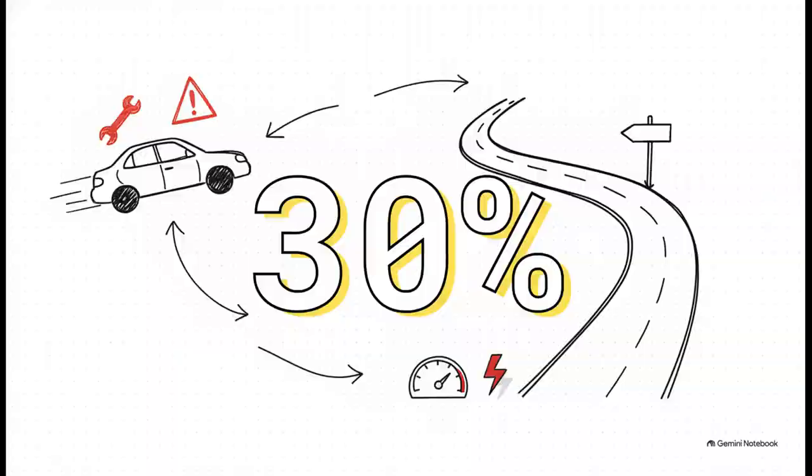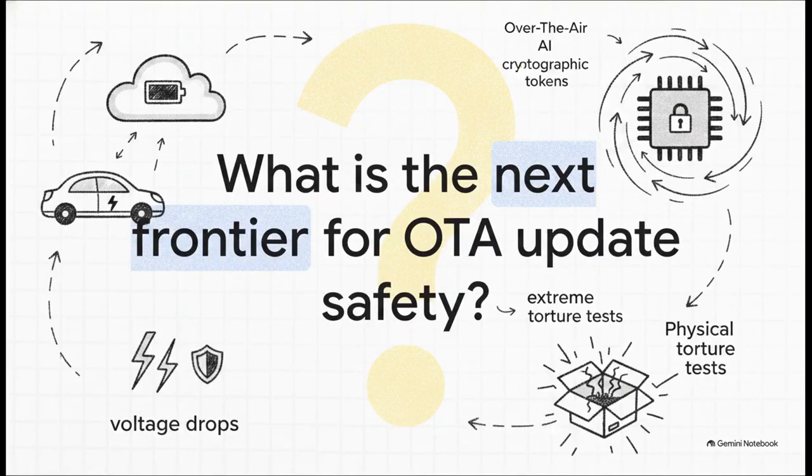We've seen the incredible lengths automotive engineers go just to synchronize hardware and software. We can physically block voltage drops, use cryptographic tokens in milliseconds, and survive extreme torture tests. But as cars become even more deeply integrated with cloud computing and AI, it brings up a really fascinating thought. If we can secure our hardware against literal cosmic rays and factory brownouts today, what is the next frontier for over-the-air update safety tomorrow? It really makes you wonder, doesn't it?